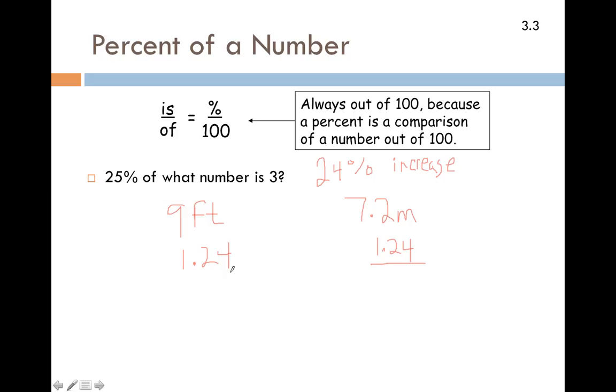Now, where did the 1 come from? The 1 represents the 9 feet, and the increase is the 0.24. So when you go 1 times 9, it's going to give you the 9, and then you just add on the 0.24 part. So if you go and do it, you're going to say 9 times 1.24.